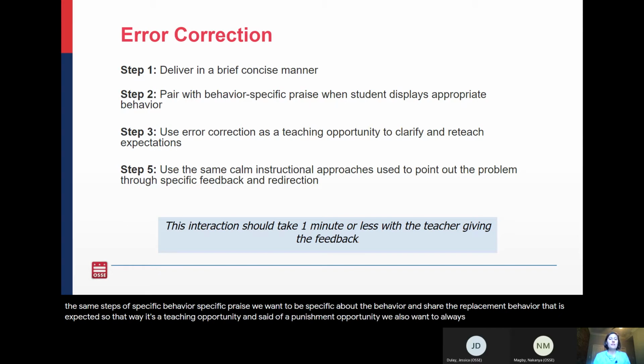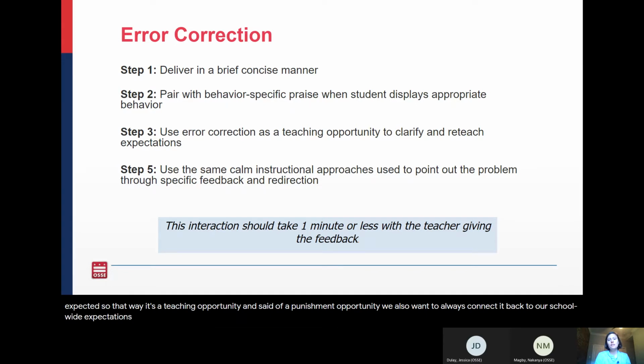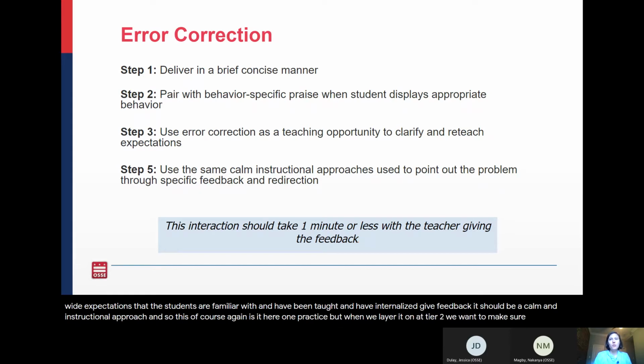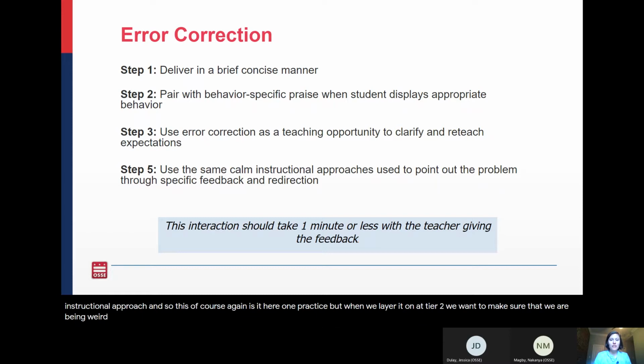We also want to always connect it back to our school-wide expectations that the students are familiar with and have been taught and have internalized. Again, this should take less than 1 minute for the teacher to give feedback. It should be a calm and instructional approach. And so this, of course, again, is a tier 1 practice, but when we layer it on at tier 2, we want to make sure that we are pairing it with the specific expectations from their check-in, check-out program.